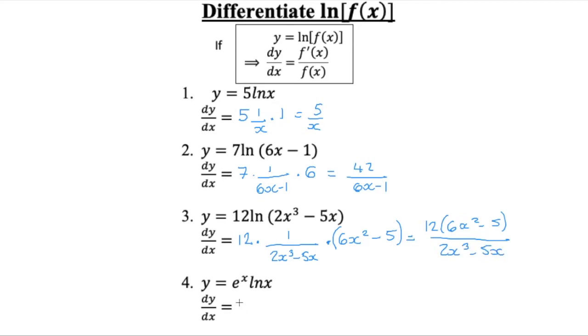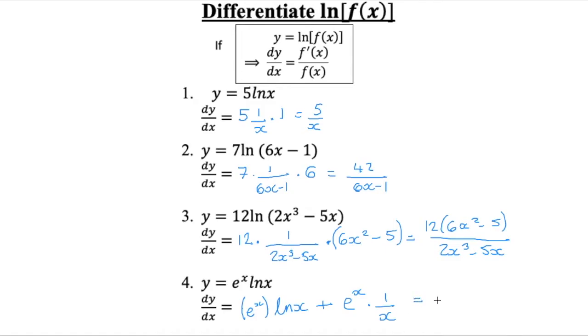Okay, fourth example. Here we've got 2 functions multiplied by each other, 2 functions in terms of x. So e to the x is our one function, ln x is another function. We're going to have to use the product rule. So e to the x, let's first differentiate that. Differentiate e to the x, we're going to get e to the x, and then we're going to leave ln x alone, not going to do anything to that, plus, let's now leave e to the x alone, and we're going to differentiate ln x, which is going to give us 1 over x.